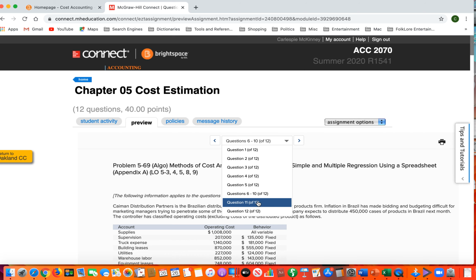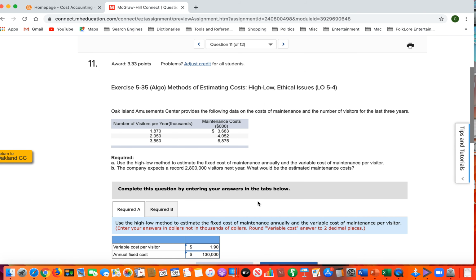We got 2 more. Number 11, high-low method. And again, we're going to take the cost, $6,875 minus 3,683 divided by 3,550 minus 1,870, and you do the math, you come up with $1.90 per visitor. Okay, that's the variable portion.